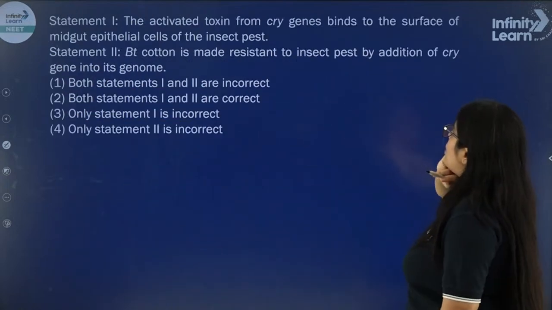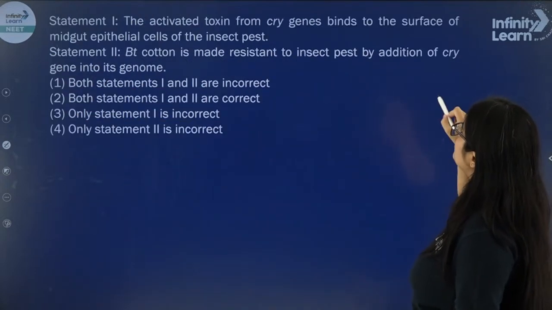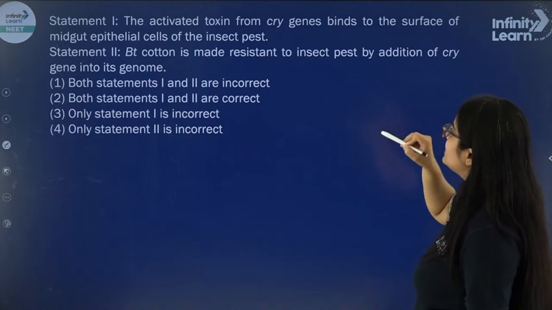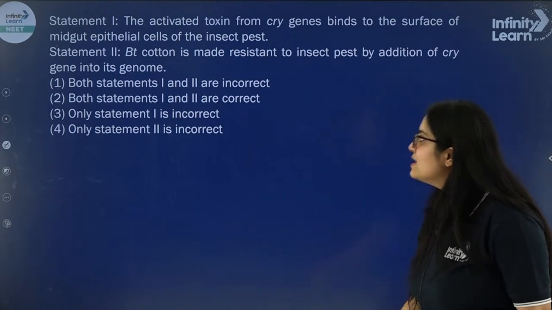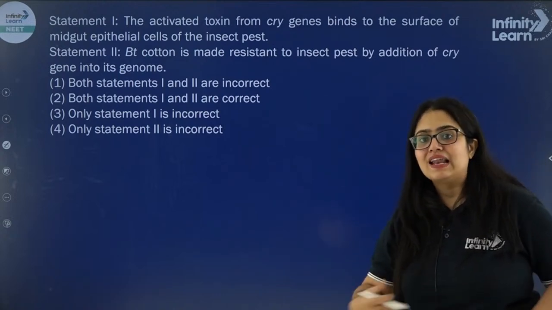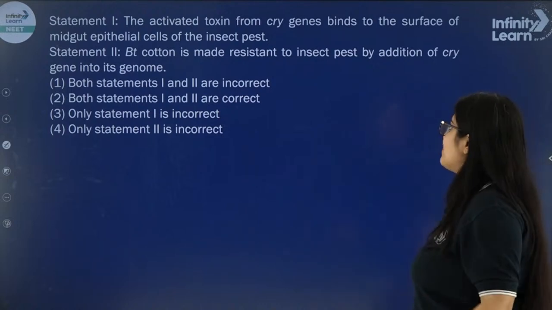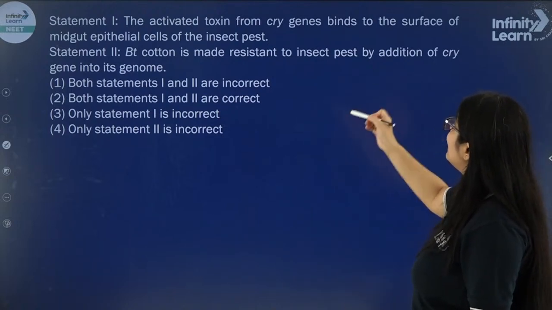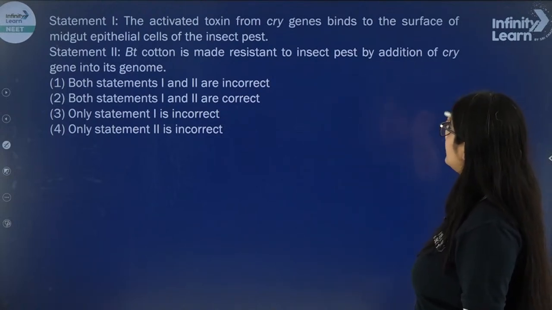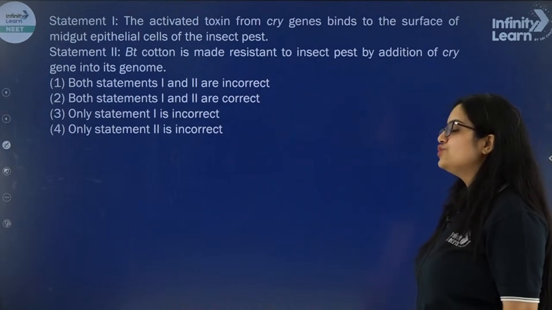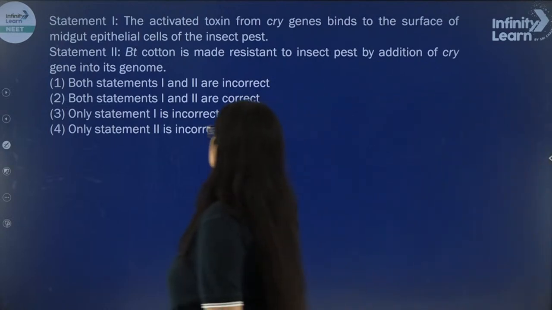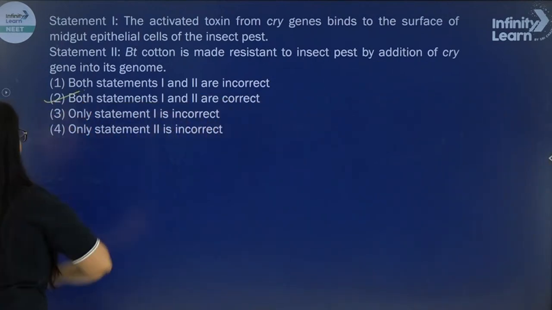The activated toxin from cry gene binds to the surface of the midgut epithelium cells of the insect pest, leading to the swelling and lysis of the cell and making the pest die. Bt cotton is made resistant to insect pest by addition of the cry gene into its genome. Both the statements are correct. Statement 1 and statement 2, both are correct.